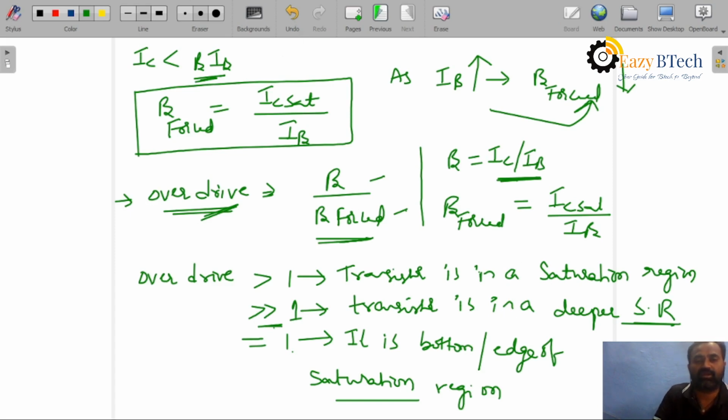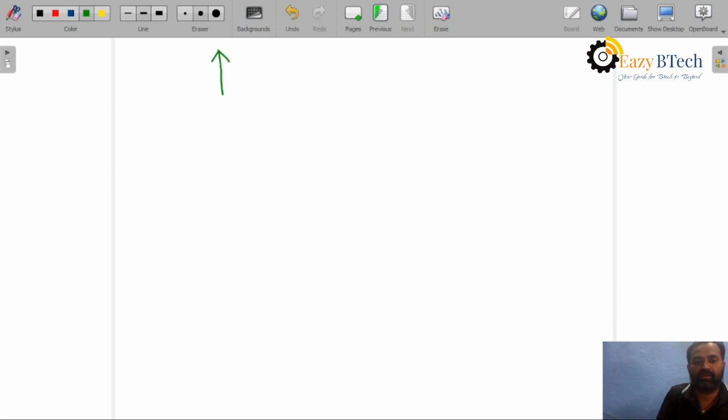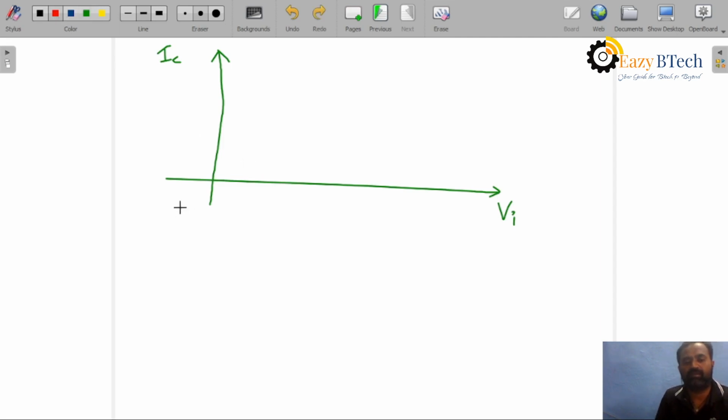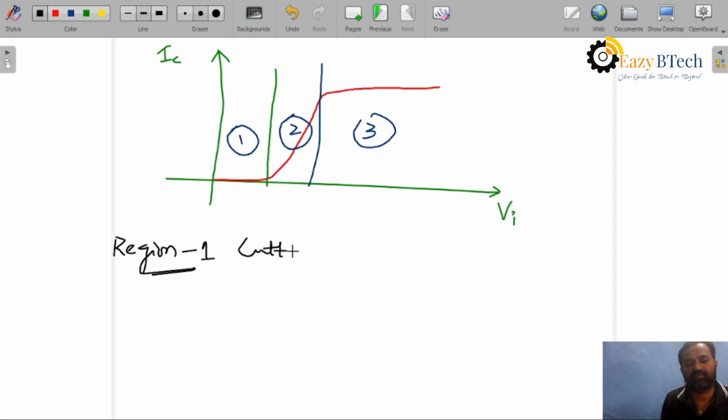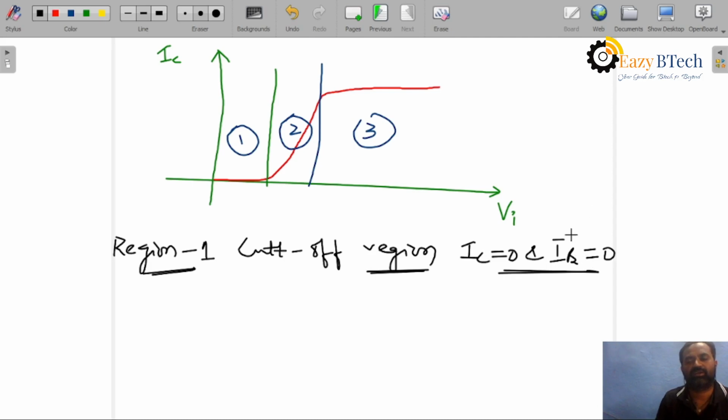Okay, students, now you can see these region graphs. If you draw a plot between IC versus the input voltage, the graph may be like this. This is region 1, this is region 2, this is region 3. Region 1 is the cutoff region. In the cutoff region, IC is equal to 0 and IB is equal to 0. No current, so the transistor will act as an off switch.